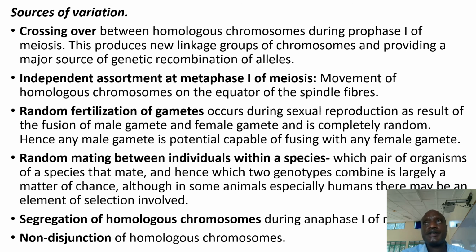The end result here is on the zygote which is going to be formed. The zygote could be formed missing some chromosomes, or the zygote could be formed having an extra number of chromosomes. So that's how non-disjunction also brings in discontinuous variation.